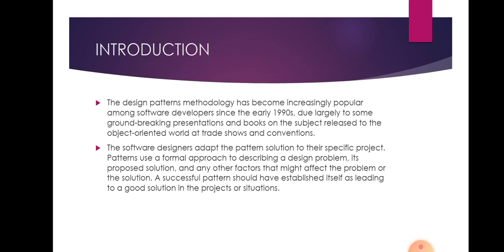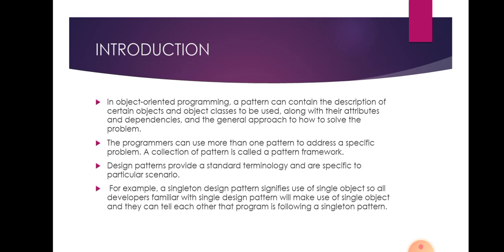A successful pattern should have established itself as leading to a good solution in the project or situation. In object-oriented programming, a pattern can contain a description of certain objects and object classes to be used, along with their attributes and dependencies, and the general approach to how to solve the problem. The programmers can use more than one pattern to address a specific problem. A collection of patterns is called a pattern framework.